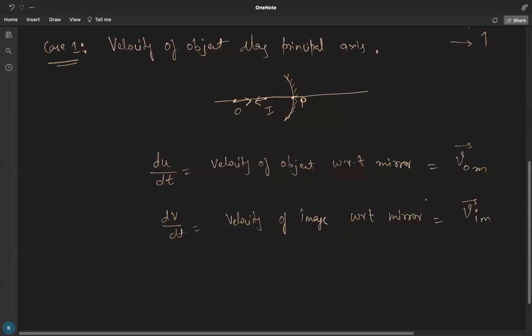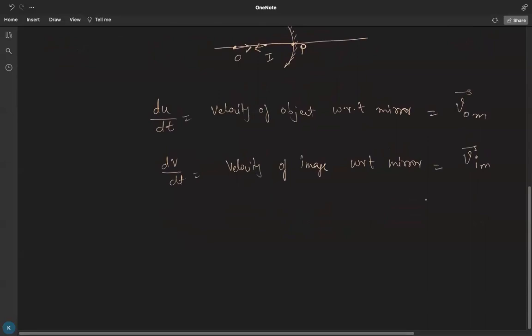Now the only formula we have to move through is the mirror formula, as we derived it in the class before the previous class. So let's proceed from that. The mirror formula is 1 by u plus 1 by v is equal to 1 by f.